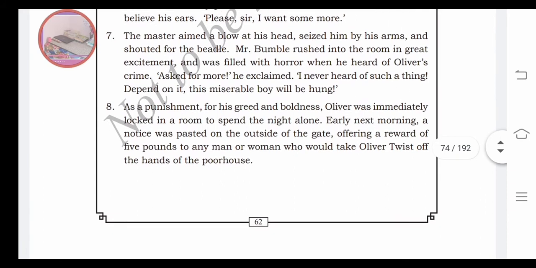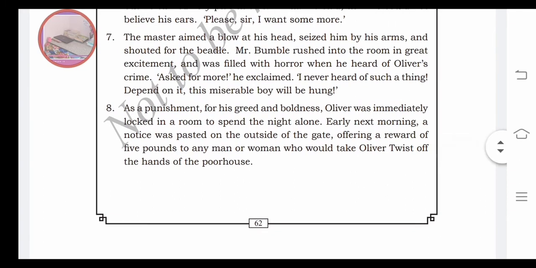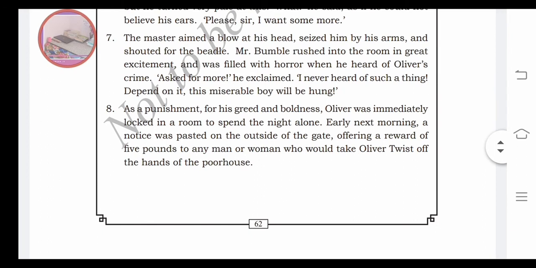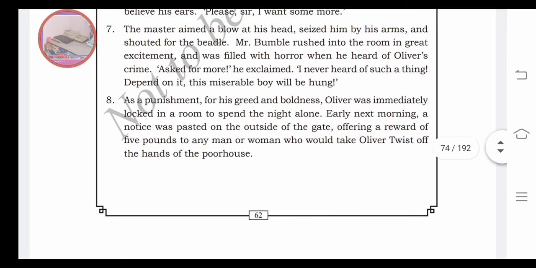night alone. Early next morning, a notice was pasted on the outside of the gate offering a reward of £5 to any man or woman who would take Oliver Twist off the hands of the Poorhouse.